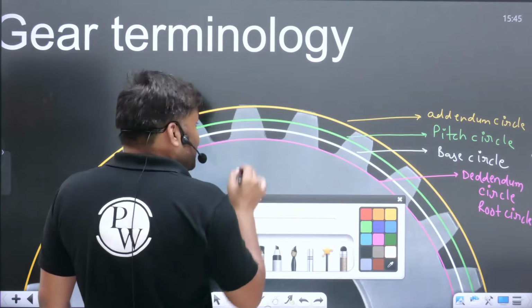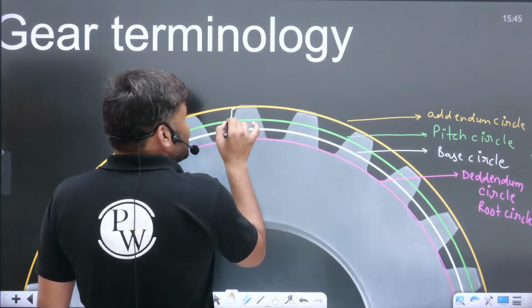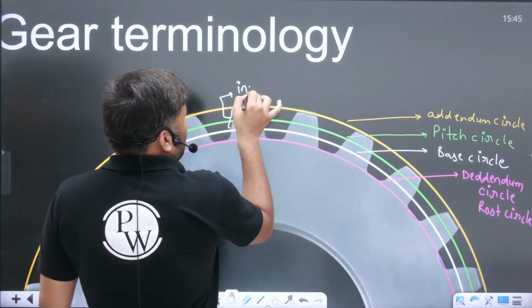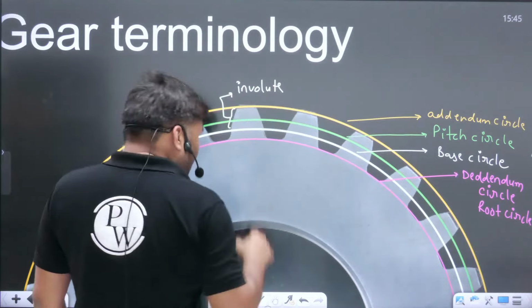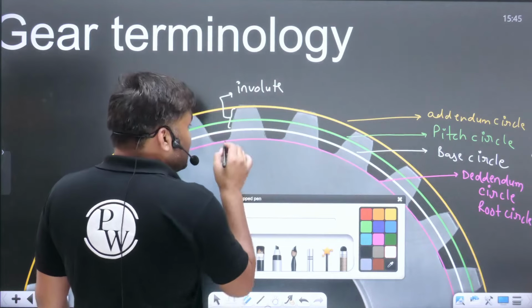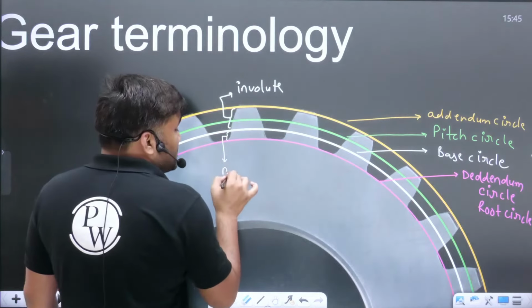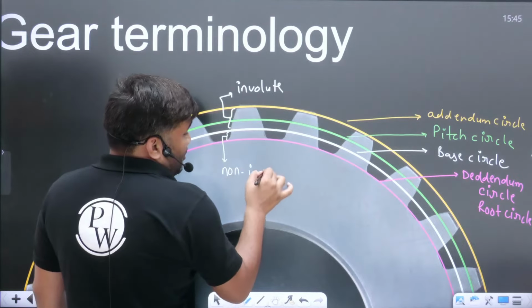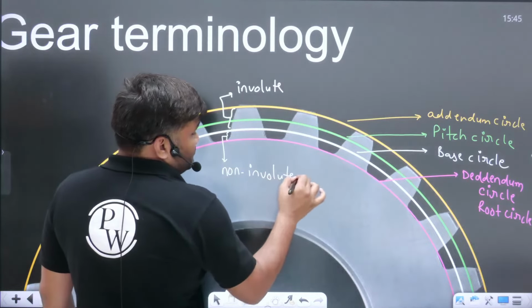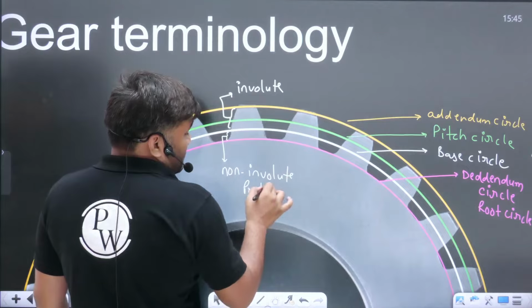Law of gearing will be satisfied. This is the portion which is involute in nature, and below this base circle, this small portion is the non-involute portion of the tooth. Clear?